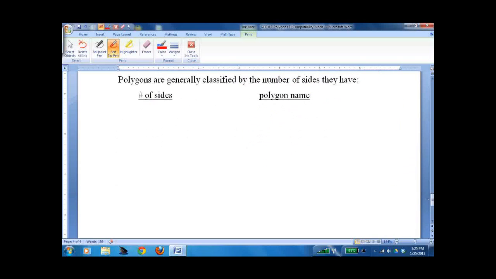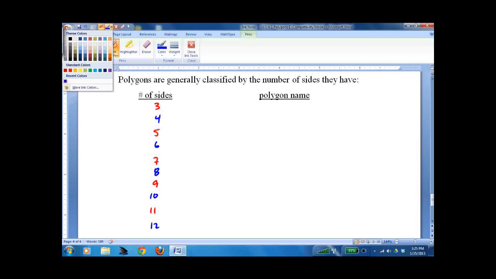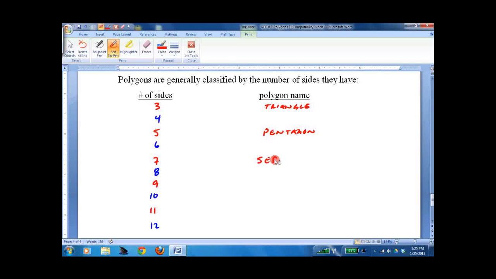So we label polygons by the number of sides. I'm going to color coordinate these, so I'll just jump down. You don't need to have these memorized, but it's kind of nice to know. 3-sided, of course, is a triangle. 5-sided is a pentagon. 7-sided is either a septagon or a heptagon.